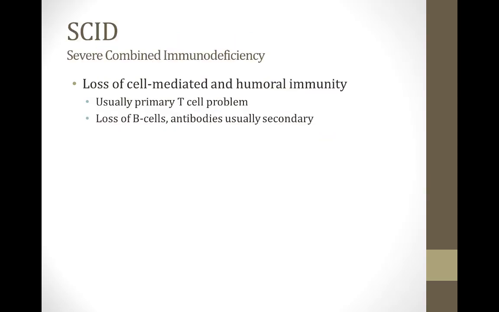Our next immunodeficiency syndrome is called severe combined immunodeficiency, or SCID. Patients with this condition lose both cell-mediated and humoral immunity, so they have lost the entire adaptive immune system. It's usually a primary T cell problem, and the loss of B cells and antibodies is secondary to failure for B cells to get stimulated by T cells.